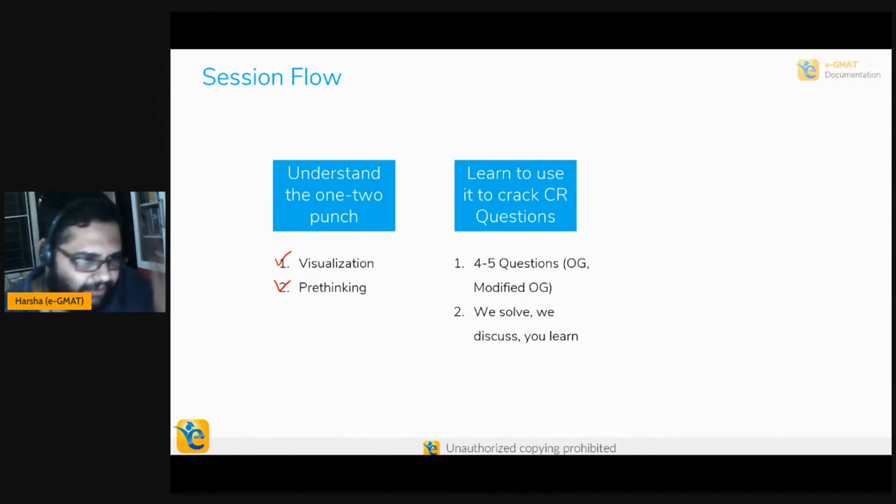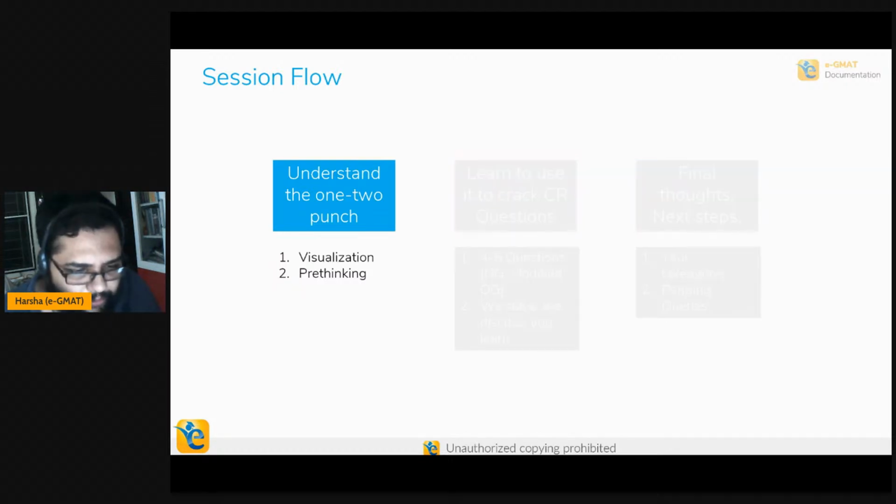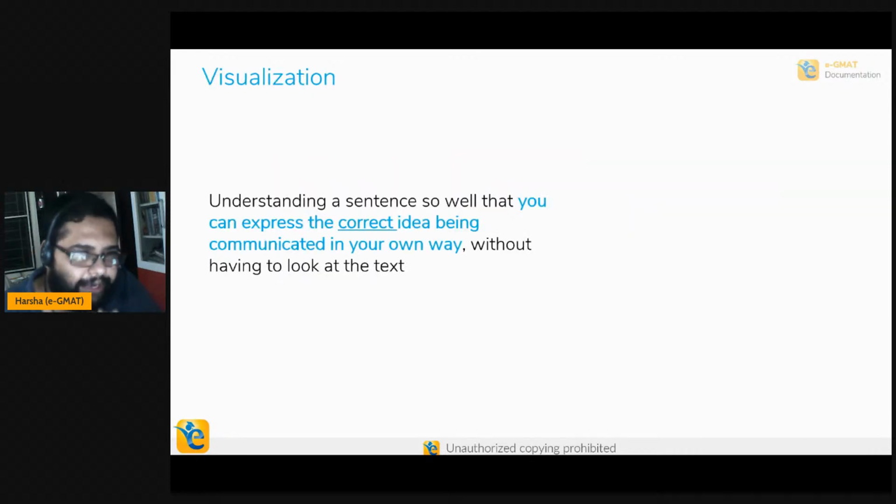But all these questions are OG, GMAT Prep, modified OG. I've added some modifications in some of these questions. The process is very, very simple. We solve, we discuss, and you learn, hopefully. So let's get into understanding what visualization and pre-thinking actually are. This is the only bit of theory that I have for today. After this, we're going to get into the hardcore session where you're going to solve questions. So do pay attention here.